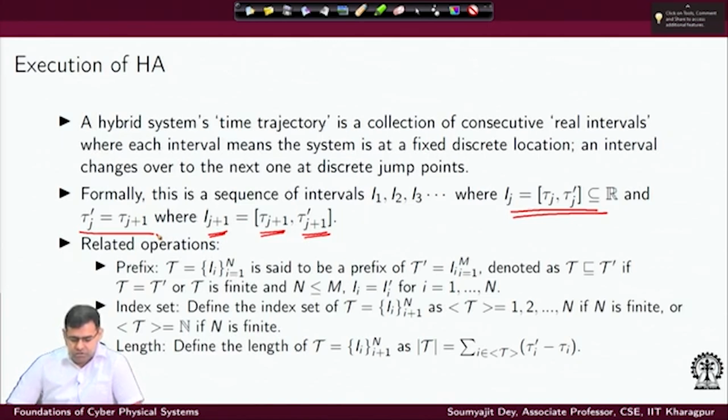So, first of all, what do we have? We have a time trajectory. To summarize, it is a sequence of these intervals. Now, once we have a sequence, we can define a prefix of a sequence.